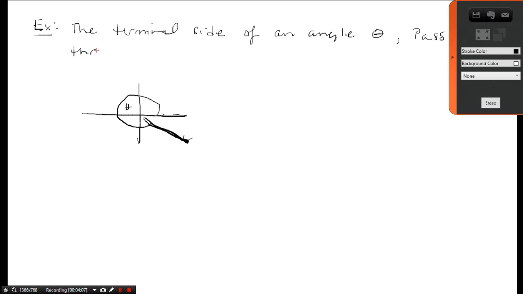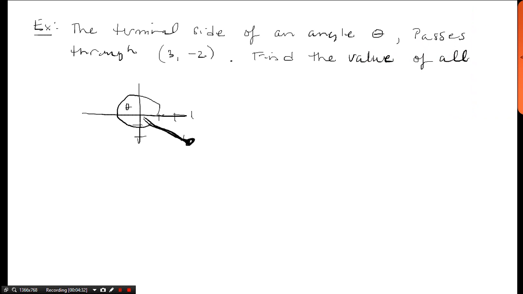through (3, -2). So that's 1, 2, 3, 1, 2. So that's this point right here. Okay, everybody with me so far? And now it says find the value of all 6 trig functions.